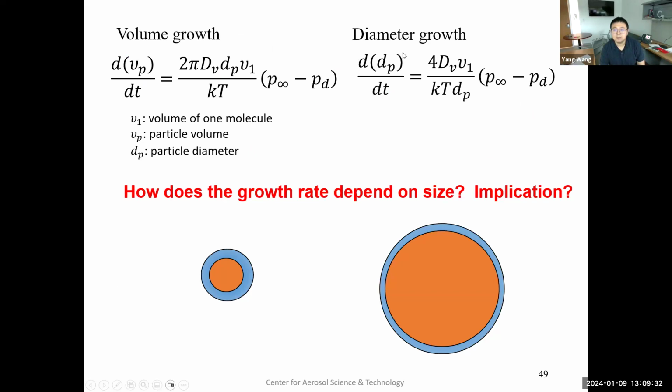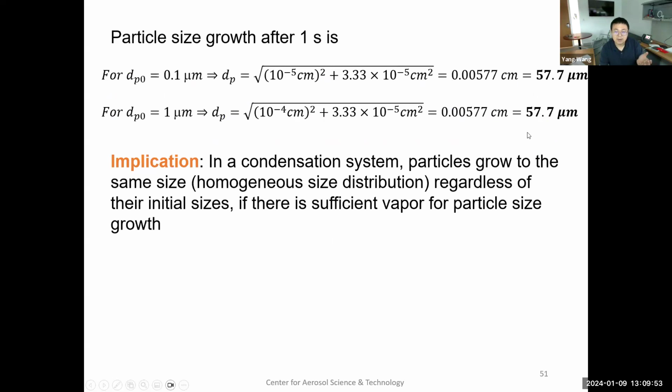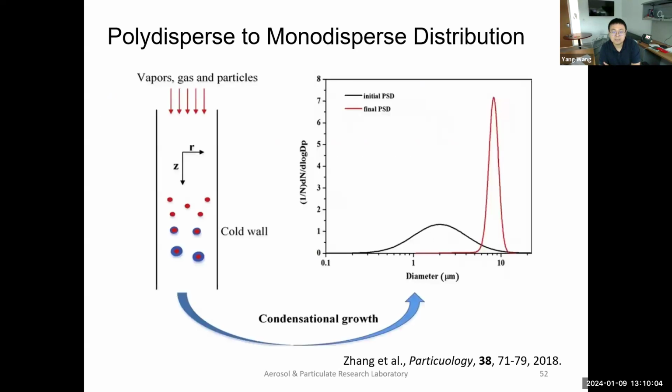This is mainly because the rate of change of the particle size is proportional to 1 over dp, which means that the larger the particle, the slower the size grows. So eventually they have similar sizes. The implication is that if you measure the droplet size distribution in a cloud, they actually have similar sizes, right? So in a condensation system, particles grow to the same size. They'll have a homogeneous size distribution regardless of their initial sizes, if there is sufficient vapor for particle size growth.